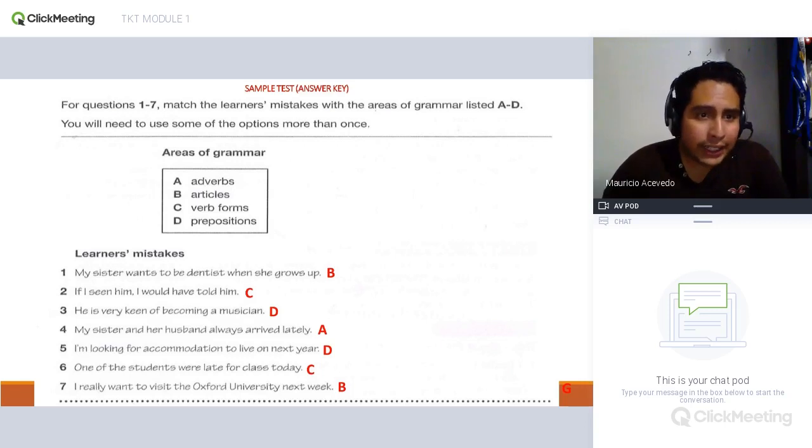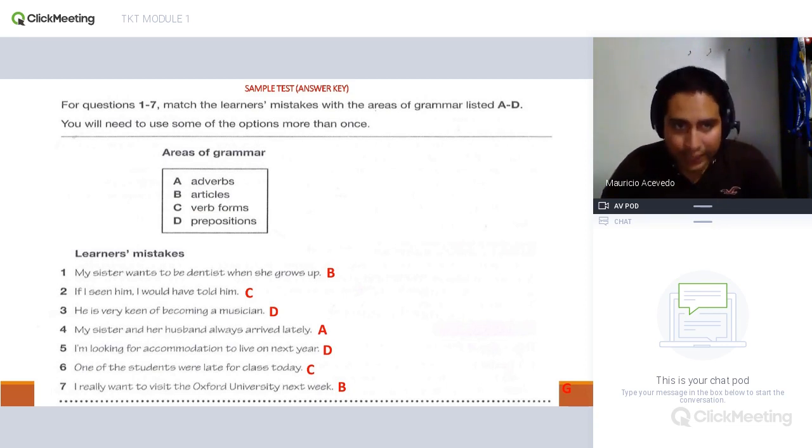And finally, "I really want to visit the Oxford University next week." In this case, an article: I really want to visit the Oxford University the next week. The next, because it's coming. Remember, when I say next year, next month, nothing happens. But when it's something very, very near, you need to have the article.